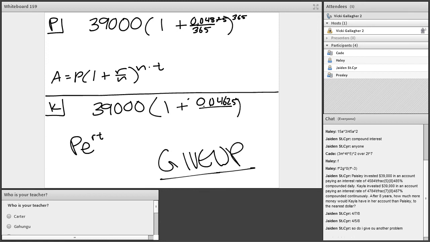And you definitely do not have to do continuously on the test tomorrow. That will not show up. I know it's on Delta Math. Unfortunately, we couldn't say, hey, don't put any continuously. They're just kind of all mixed up together.